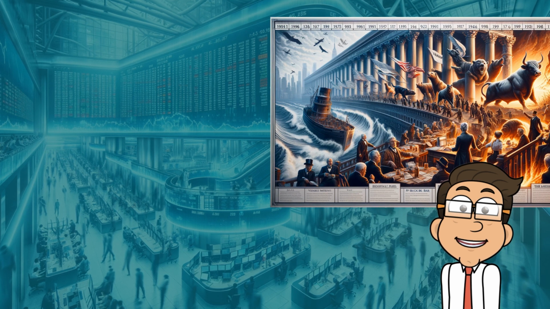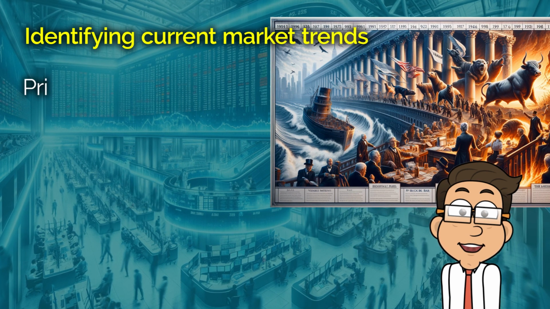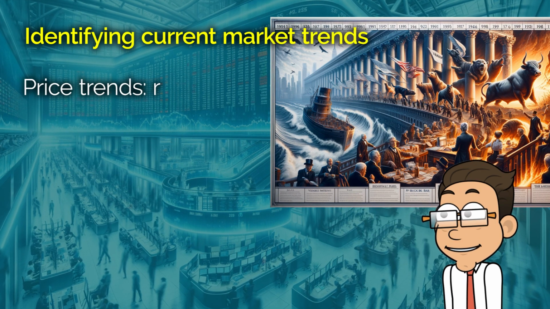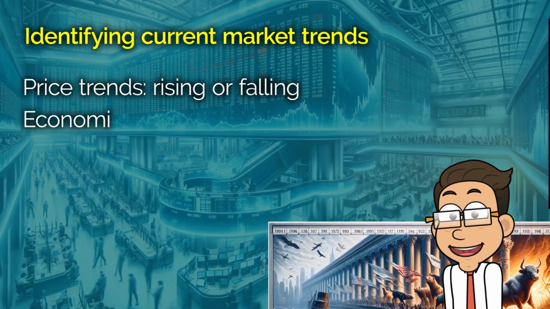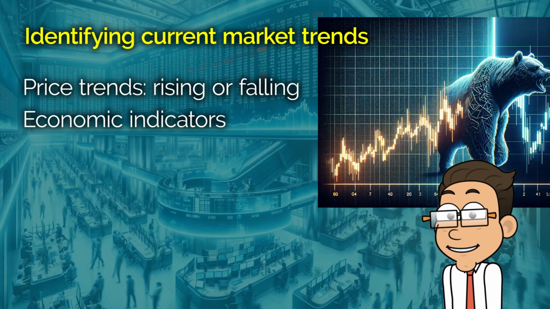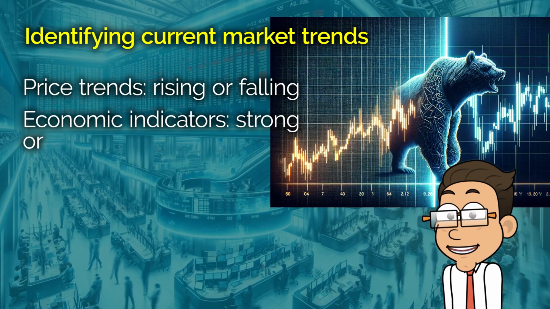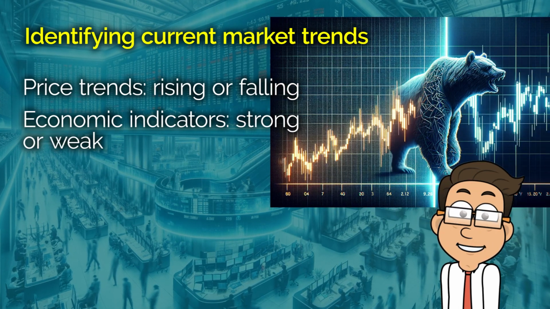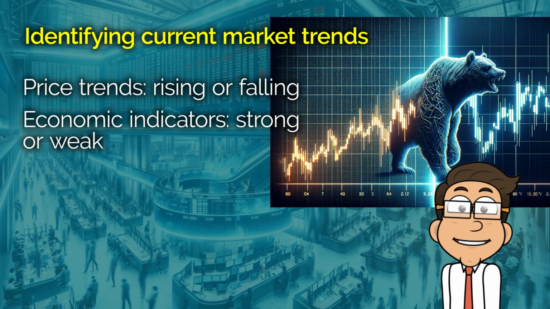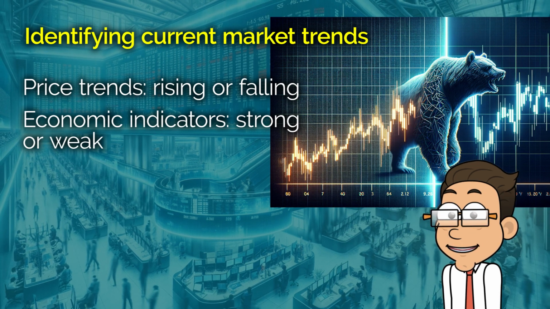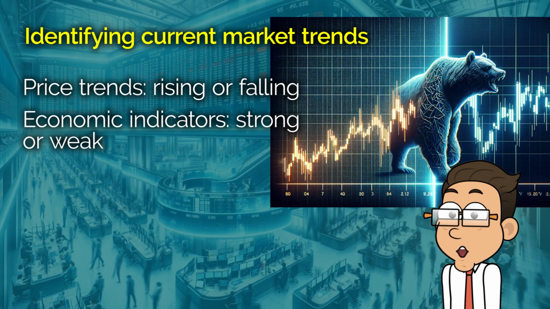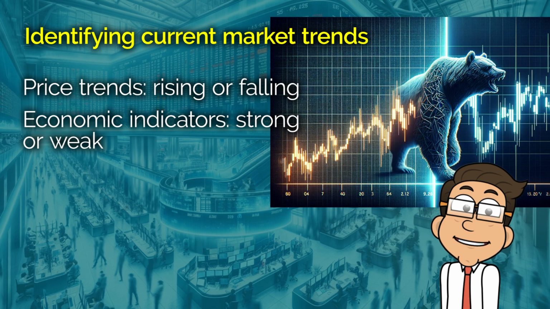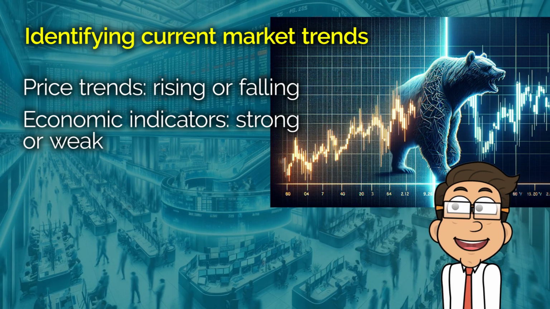So then, how can you tell if we're in a bull or bear market right now? There are a few indicators you can look at. First, consider the overall trend in stock prices. If prices have been rising steadily over several months or years, we're likely in a bull market. If they've been falling, we're likely in a bear market. Also, look at economic indicators like GDP growth, unemployment, and inflation. Strong economic indicators often signal a bull market, while weak indicators can signal a bear market.